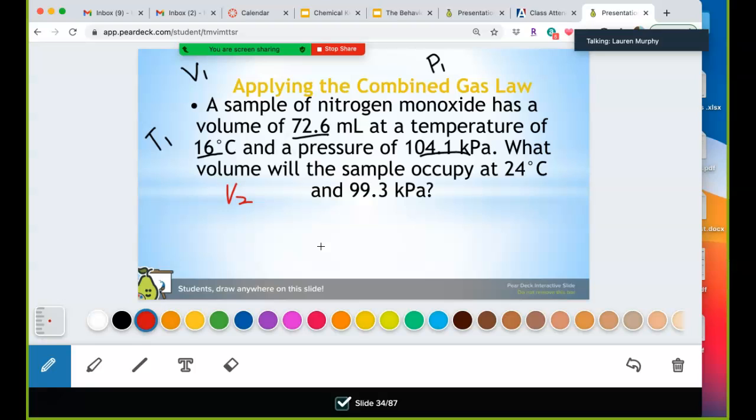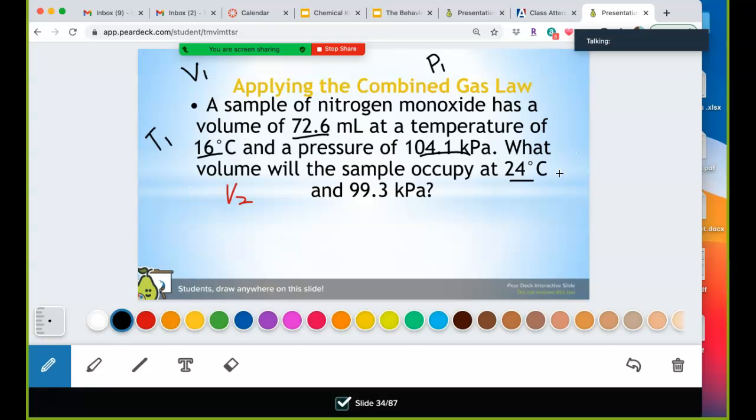Okay. And then I give you another temperature. So that's T2. I'm going to try to plug my computer in and see if it helps.